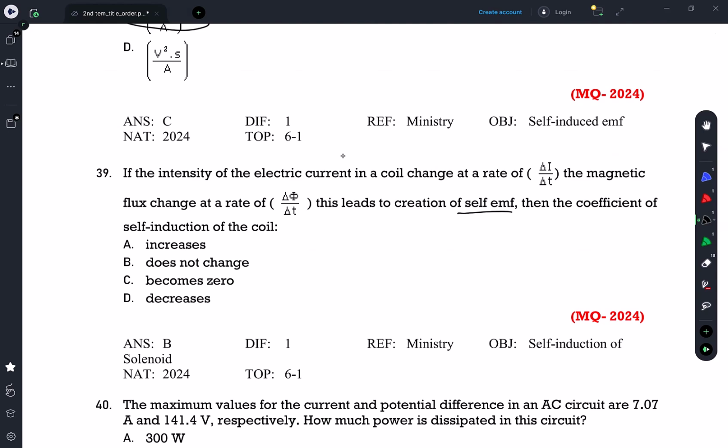specification of the coils, and for especially solenoid, we know it is equal to mu n squared A over L. So for solenoid and for any coil, it also depends on the medium, depends on number of turns, cross-section area, depends on length. So nothing else can change coefficient of self-induction. So change in magnetic flux or change in electric current does not make a change in L. So this is going to be answer B.